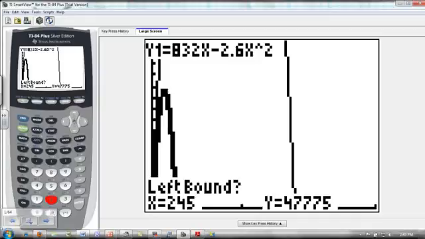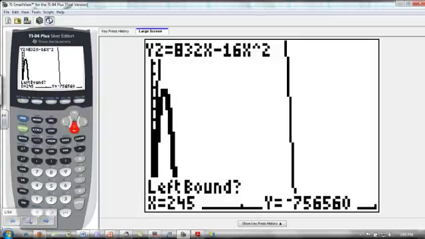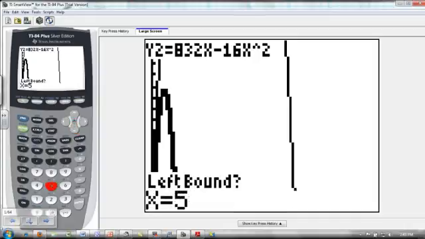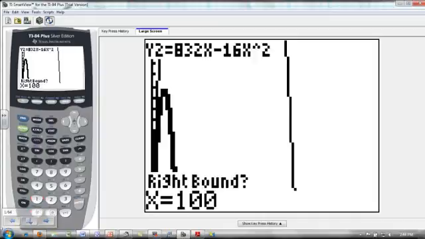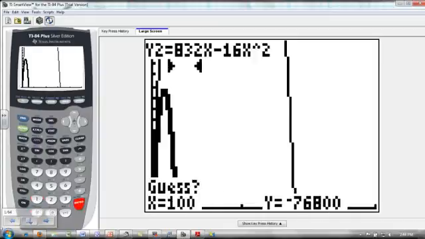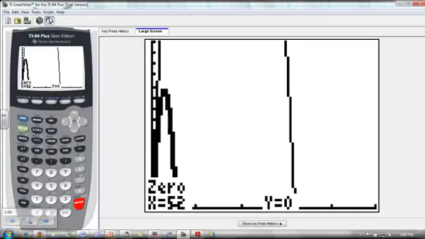And here's the tough part. I've got to get one value for the first one, which is my y2, and I've got to get it to the left of where that root is. I'm going to guess about 50 is a good left bound. In my right bound, I'm going to go 100. I don't even have to make a good guess. And they say about 52. Does that work out? Yep, that's the right answer.